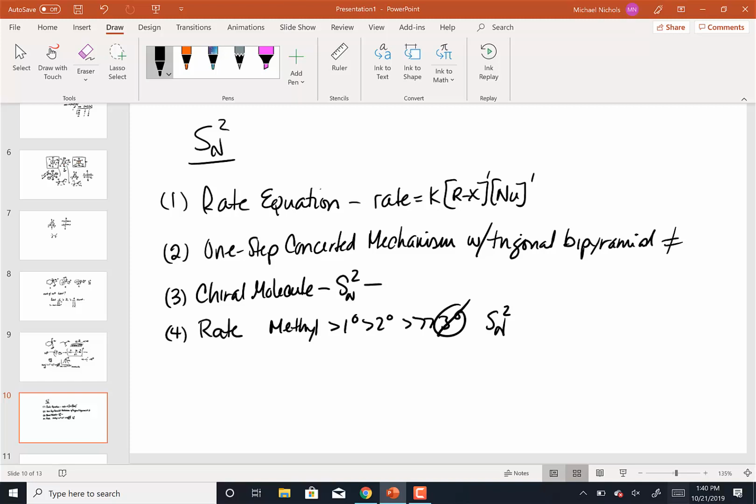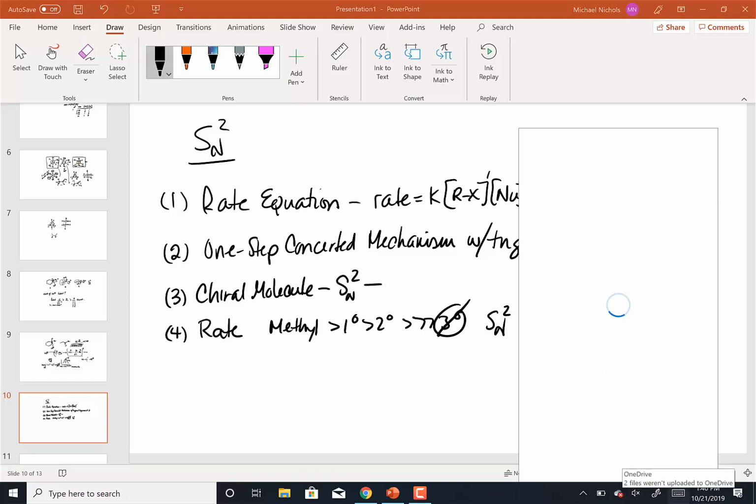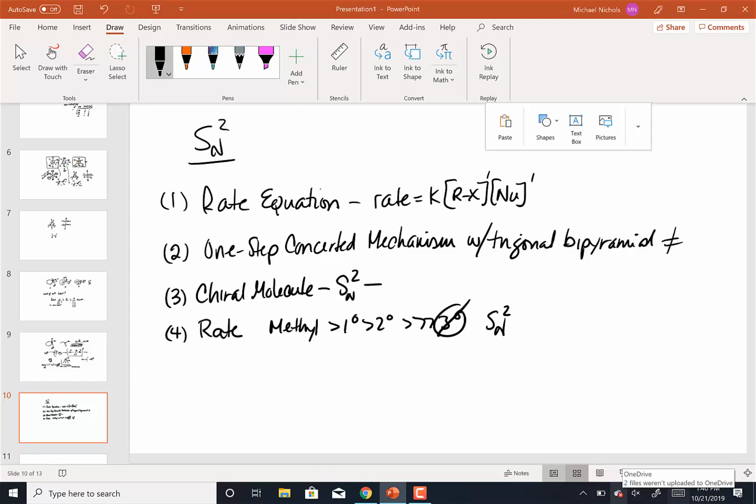It also means that the rate of the reaction is dependent not only on the strength and concentration of the nucleophile, it is also dependent on the strength of the leaving group, since the leaving group is in the mechanism and it's in the rate equation. So I can make an SN2 reaction go faster by using a better leaving group.